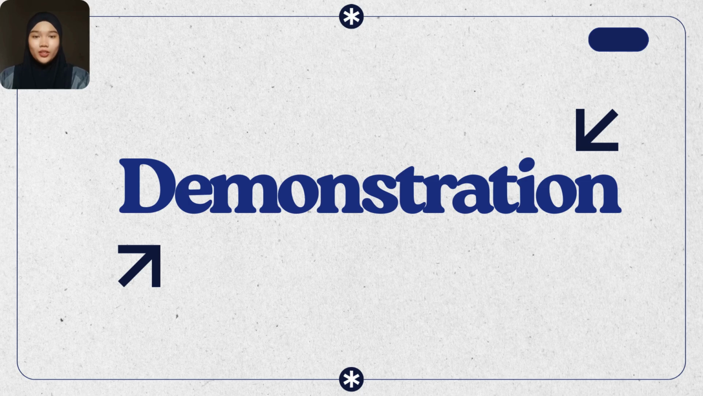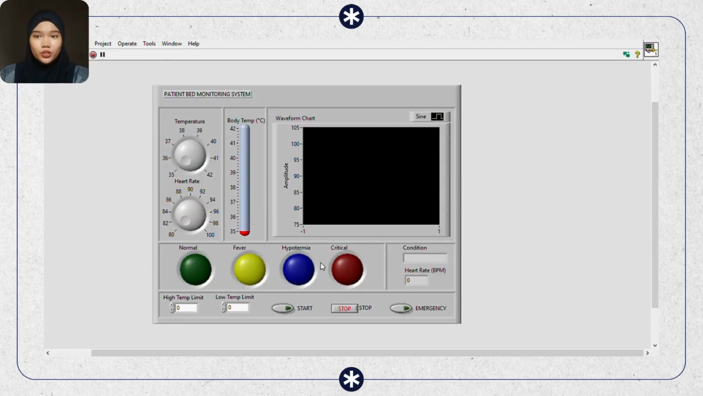Next, we will demonstrate how the system works. During the demonstration, we adjust the temperature and heart rate values. You can see how the indicator lamps change according to the patient's condition. The waveform charts update in real time showing the heart rate signal. The system also uses digital inputs and outputs such as indicator lamps and control buttons to improve safety and usability. Overall, the system can help medical staff monitor patients more effectively and respond quickly during critical situations.